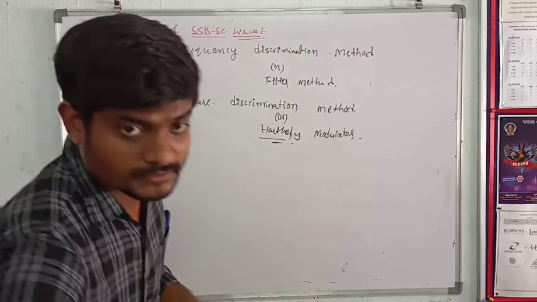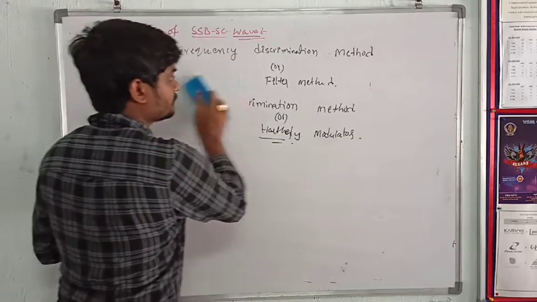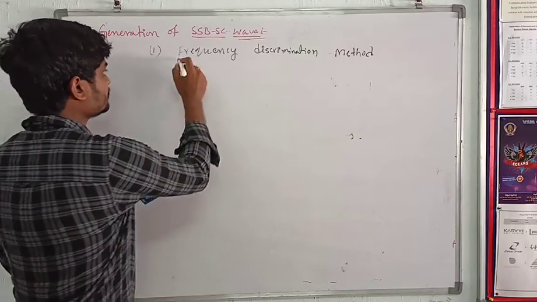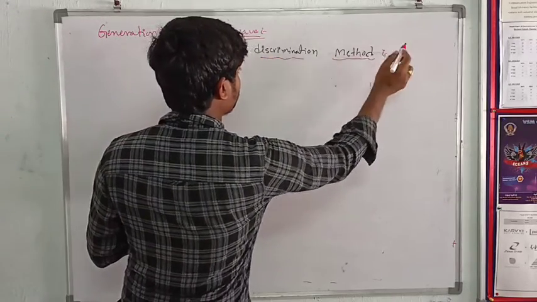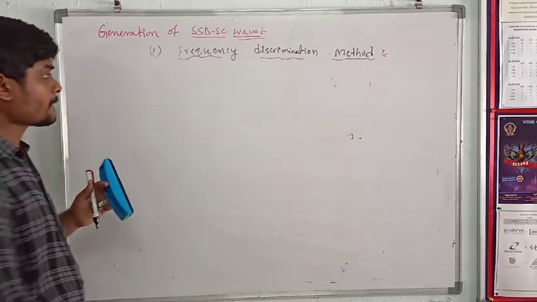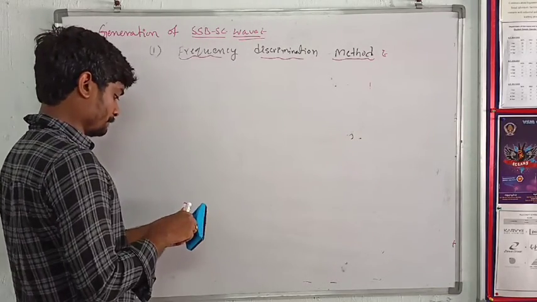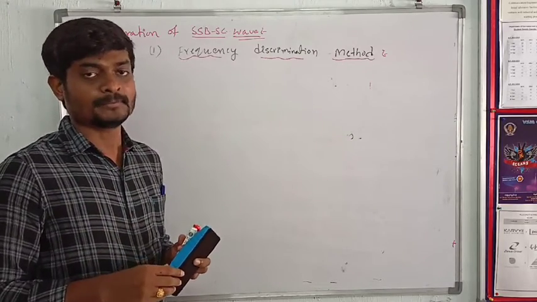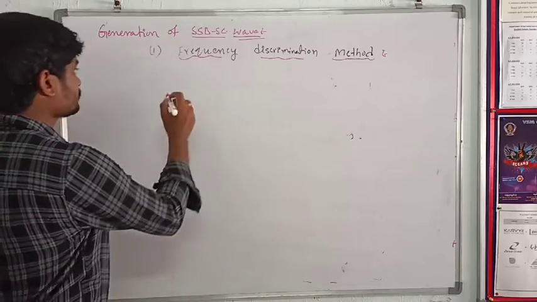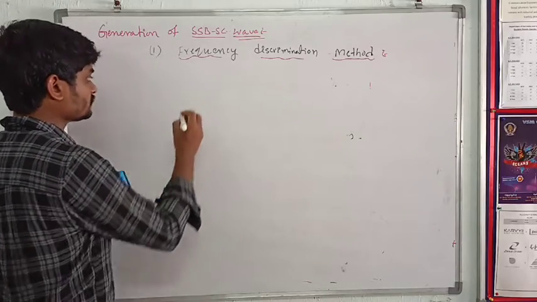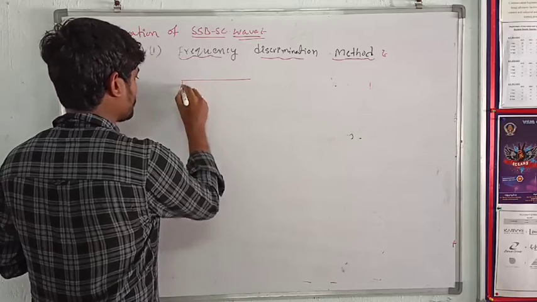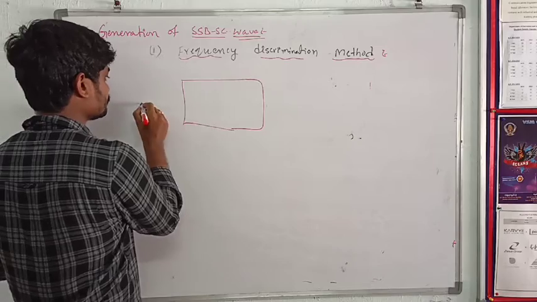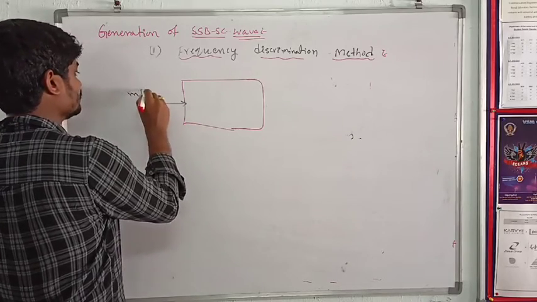First, the frequency discrimination method. In this method, we generate a DSBSC signal and pass it to the band pass filter. First is the product modulator, to which we give the message signal m of t.